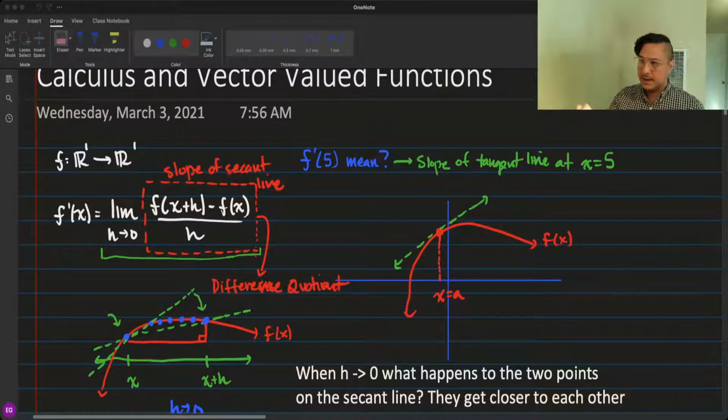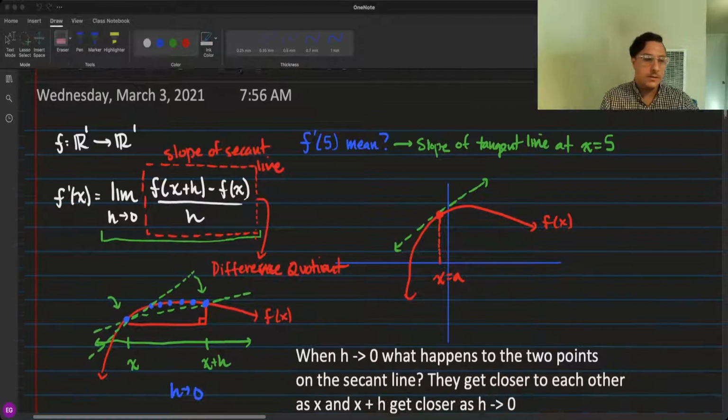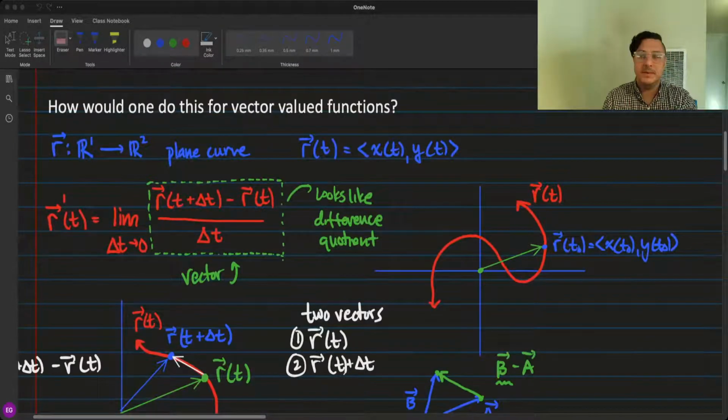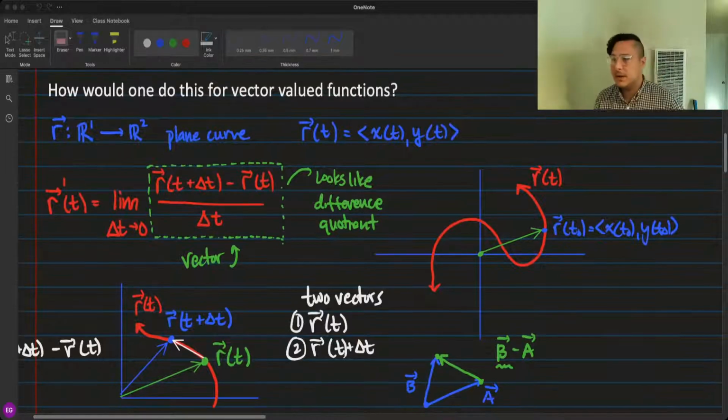So I have a picture right here. You can see that you have your function f of x, and then you have that point at x equals a. If you calculate the derivative at a, you get the slope of that tangent line. So we were wondering, how does that work for vector valued functions? Well, it's basically the same thing, but you have to be a little careful about how this works.